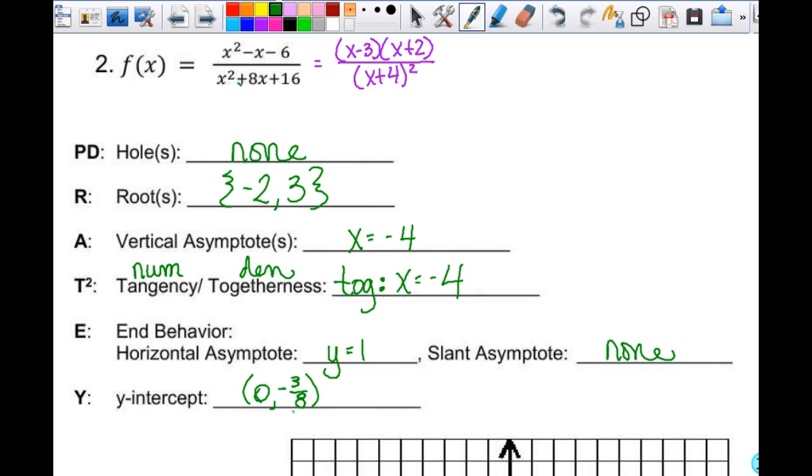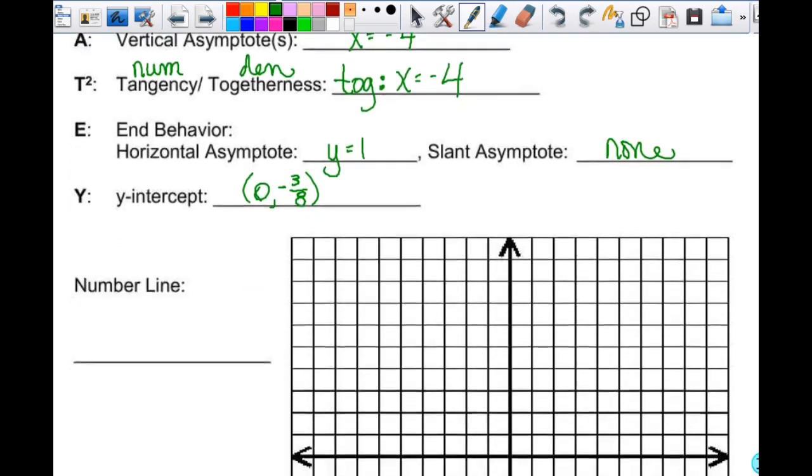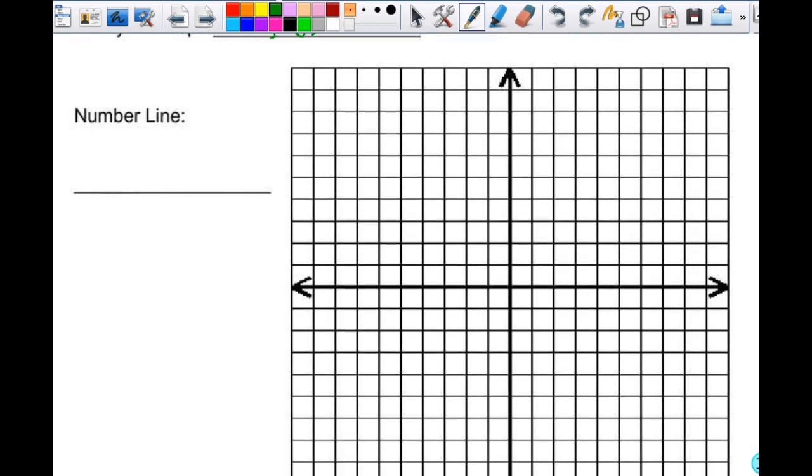Then I'm going to scroll, and I'm going to rewrite my function so I can see it down here. f of x equals (x plus 2)(x minus 3) over (x plus 4) squared. Okay, so on my number line, I have negative 4, negative 2, and 3. Substitute in a negative 5 right here, it's going to be negative. Negative 5 right here, it's going to be negative.